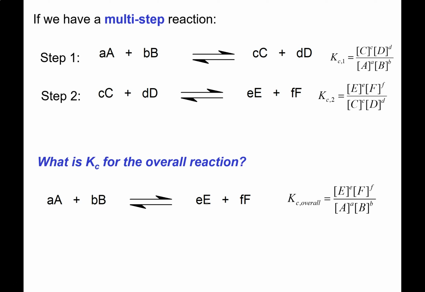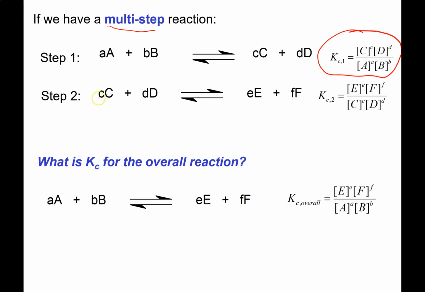So there's a third rule that we're going to look at now, which is what happens when I combine multiple equilibrium reactions to get a new reaction. So we're going to consider this multi-step reaction where we have in step 1 a moles of A reacting with b moles of B to give c moles of C and d moles of D. And again, we can write the concentration equilibrium constant here. It's just going to be products over reactants, where everything is raised to the power of the stoichiometric coefficient.